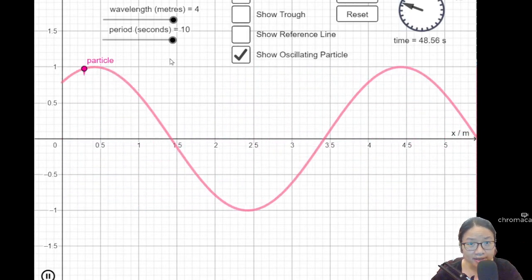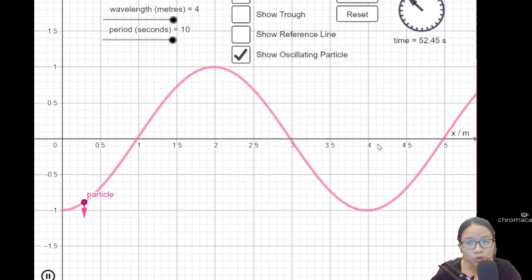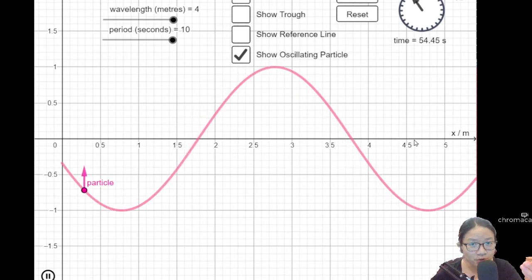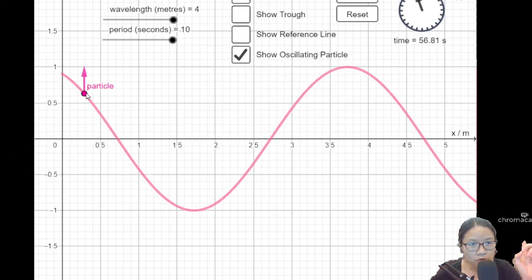And the second thing that we can time is actually the wave shape itself. Do you notice that it is traveling from the left to the right? Okay. So let me pause this first. And I'm going to move my particle so that it's at the x is equal to 0 point.